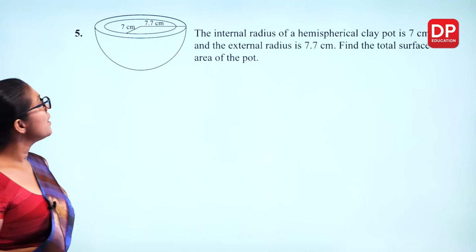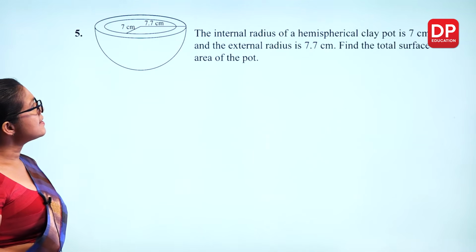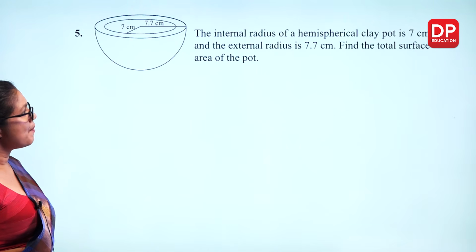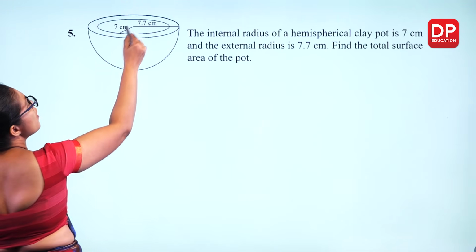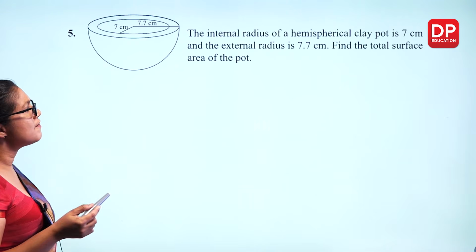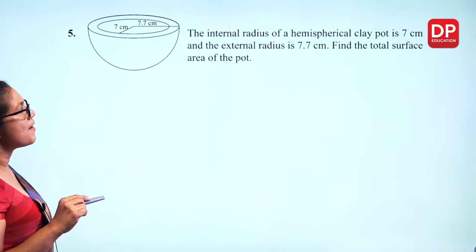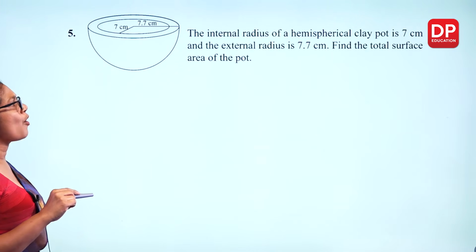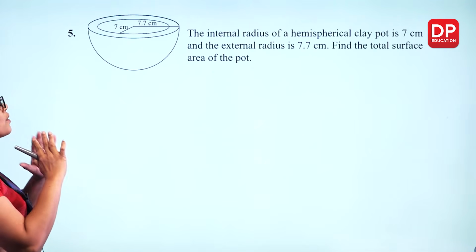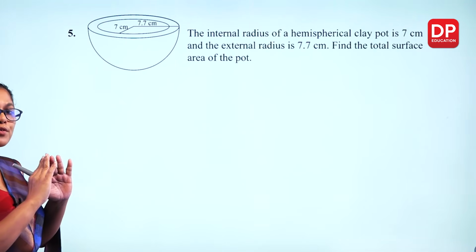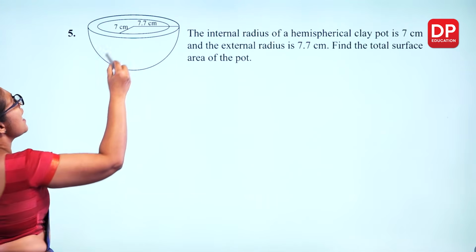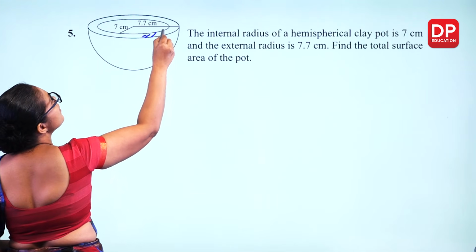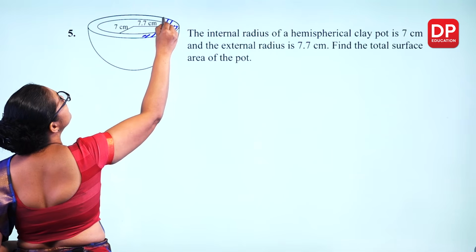Now we'll take this one. This is the internal radius of a hemispherical clay pot, which is 7 centimeters. So the smaller one is 7 and the external one is 7.7. Find the total surface area of the pot. When you take the total surface area, you have to think about the outer surface, the inside surface, and this part also. This is also clay.